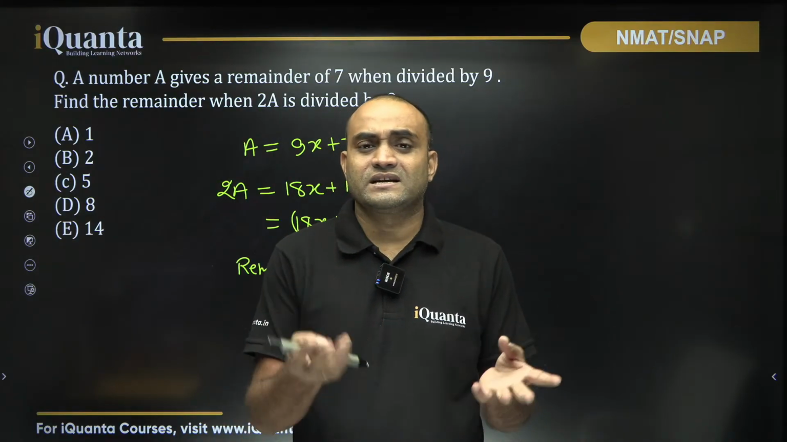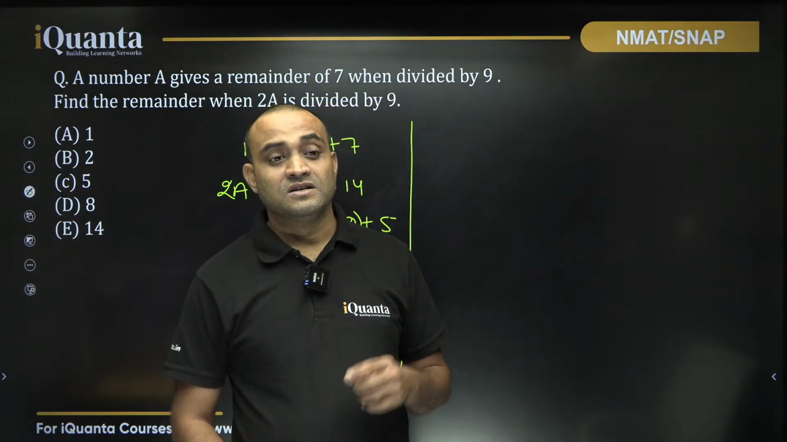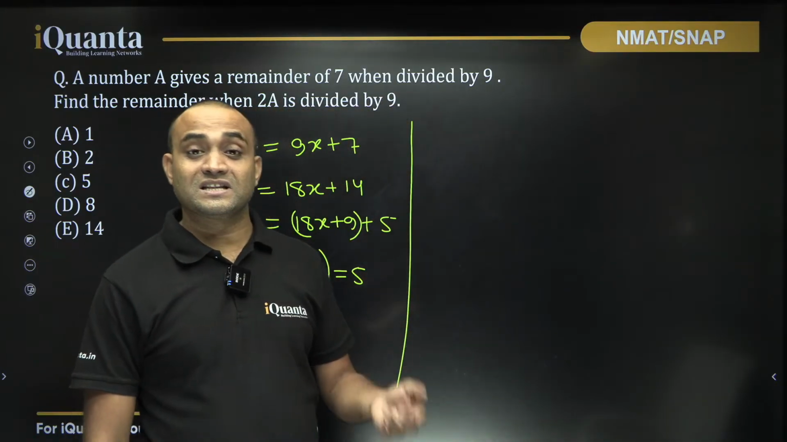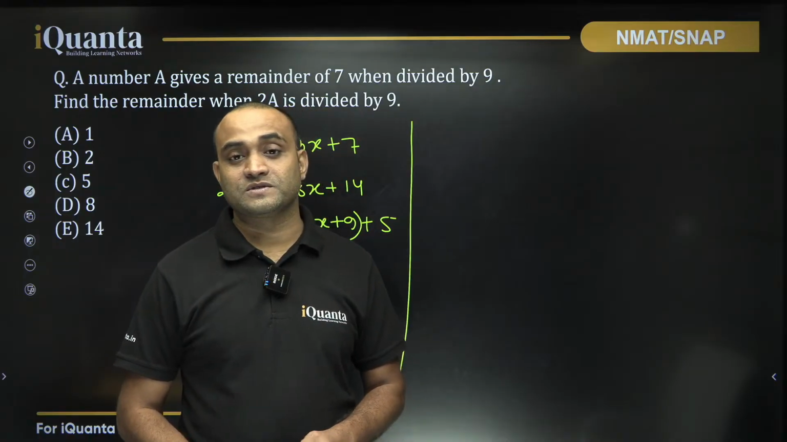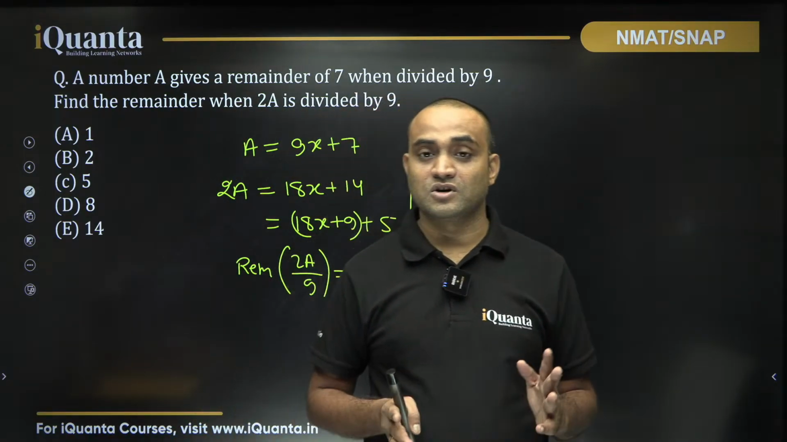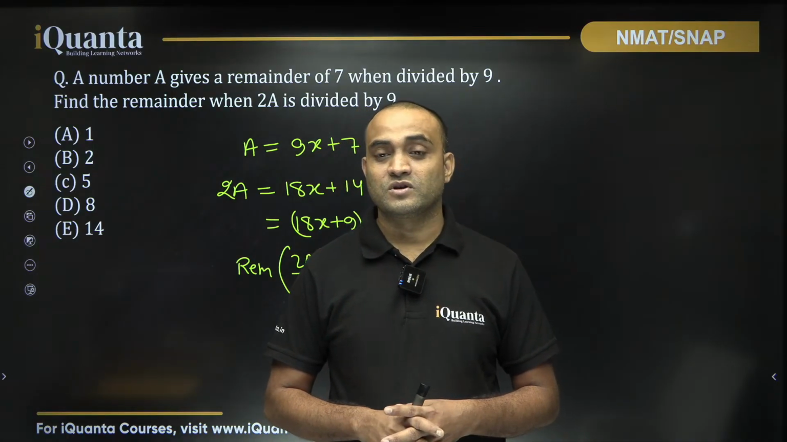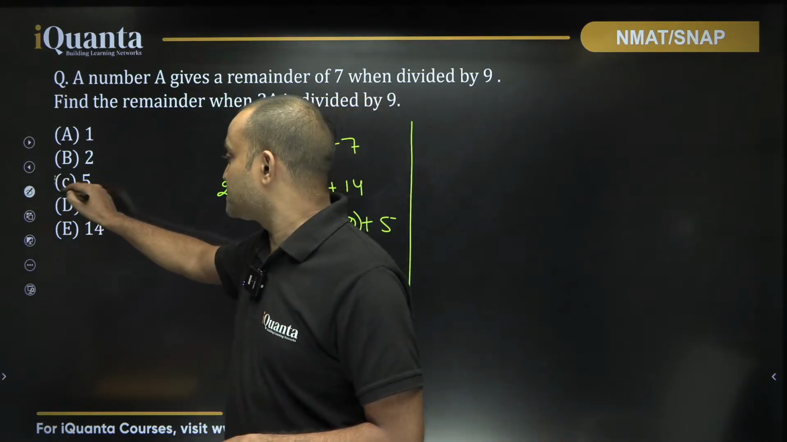So you can take a number 7 as well. 16 you can also take it. 16 is a number which is bigger than 9 and gives us a remainder of 7. So double 16, how much will it be? 32. Now 32 is nothing but 27 plus 5. So the remainder will be 5, option C.